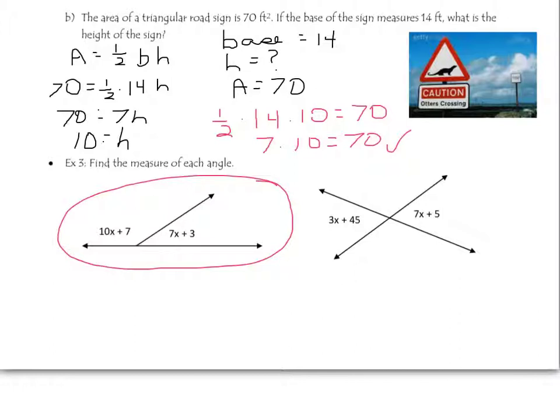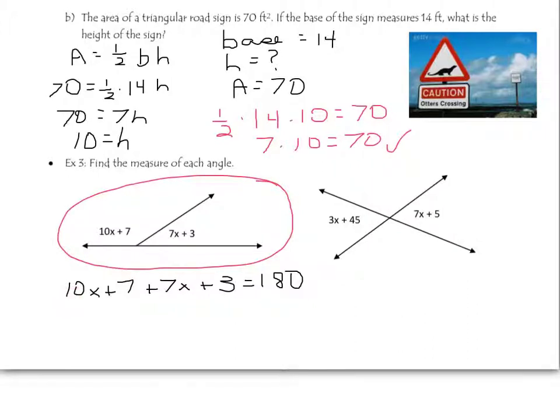Okay, what do we know about these angles in the first case? We know that they're supplementary, they lie on a straight line, and we know that a straight line is 180 degrees. You need to have that memorized. So if we add those angles together, we get 180. And now we can solve for x.